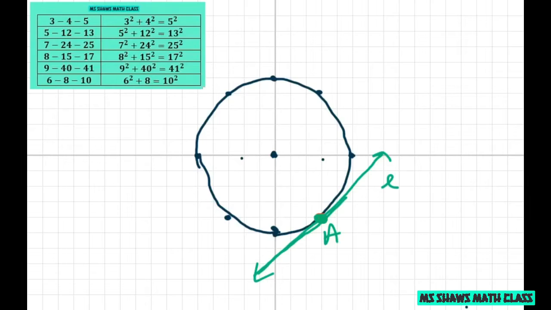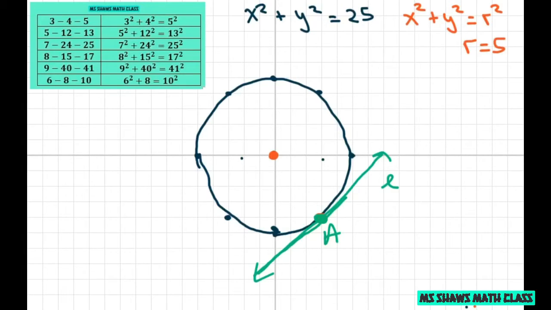So I drew it on a grid here. We have x squared plus y squared equals 25. Now, our normal formula for a circle with the center at 0, 0 is x squared plus y squared equals r squared. So that means r is 5. So if I draw my radius here to my A, and I know the x is 3, I also know that this point is in quadrant 4. Quadrant 4 means your x is positive, but your y is negative.